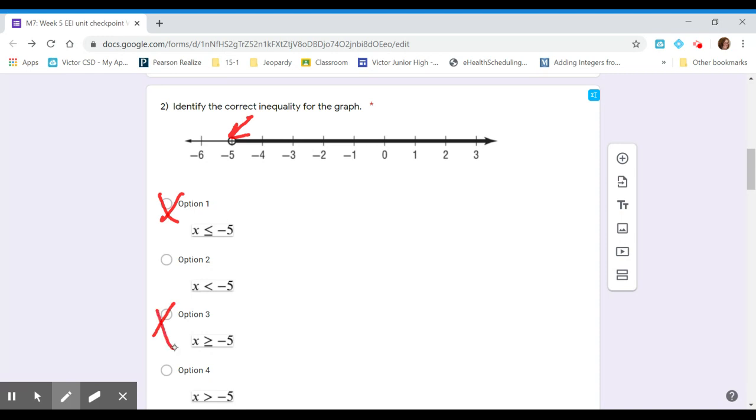So now we just need to decide, are the x's that are shaded in less than -5 or are they greater than -5? And all of these numbers shaded in this way are all greater than -5. So the answer here is option 4.